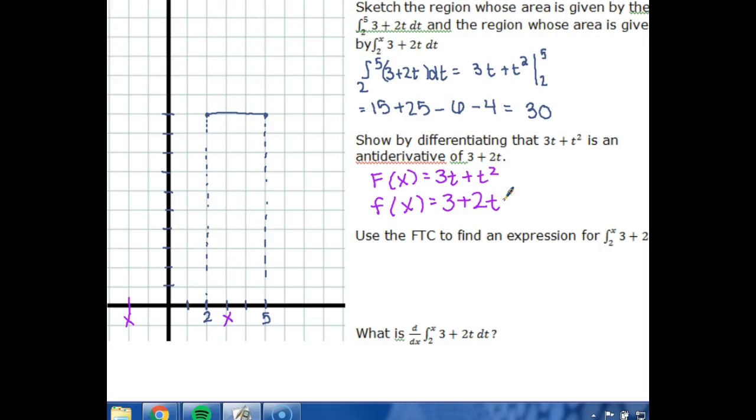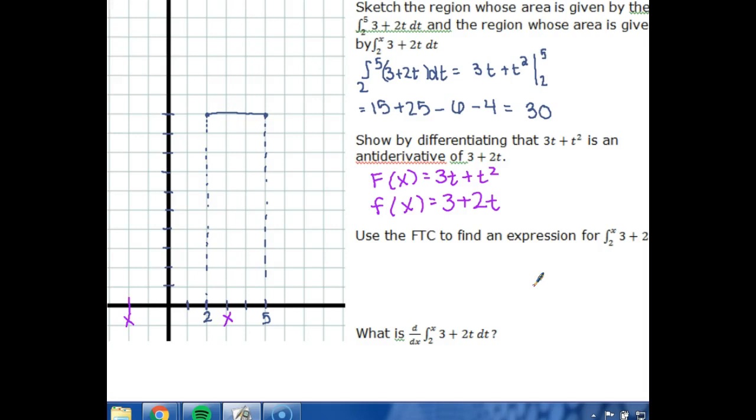Now, what we're going to do is use this idea of FTC to find an expression for 2 to the x of 3 plus 2t dt. So that's where we're going. This is kind of like our goal. We're going to go back and fill this in after we do some of the notes, because we don't know what FTC is just yet, but we're going to go back and make the connection to all 3 of these.